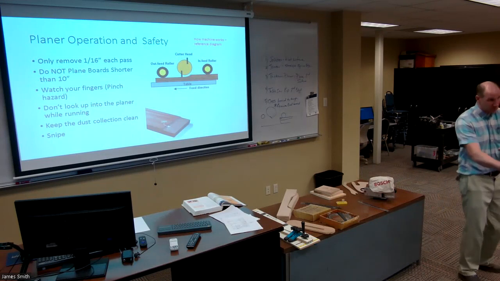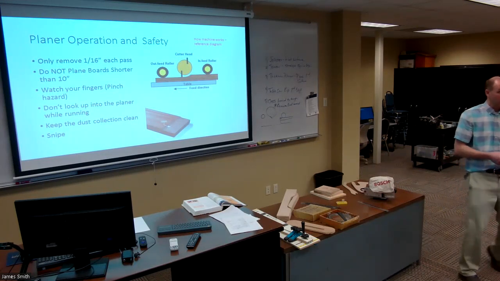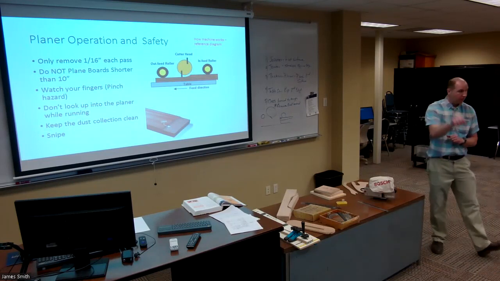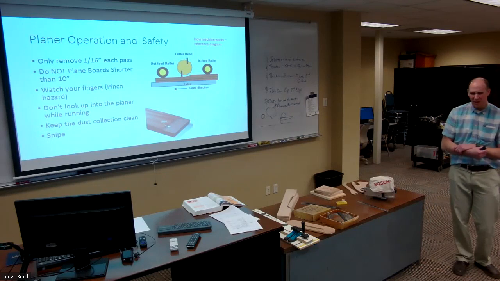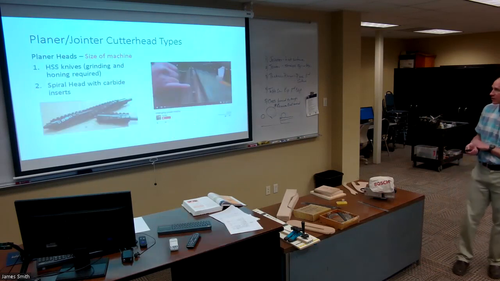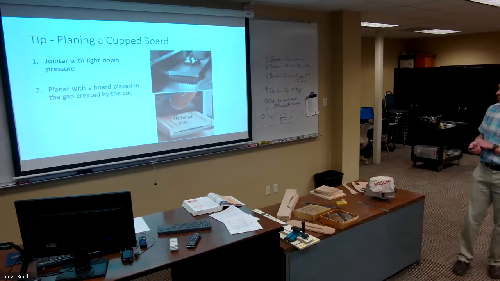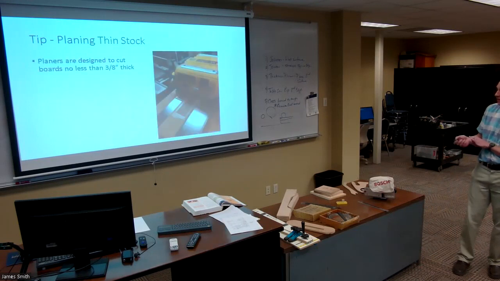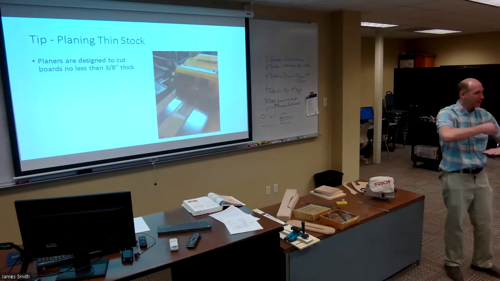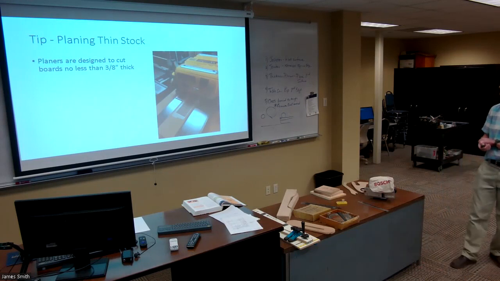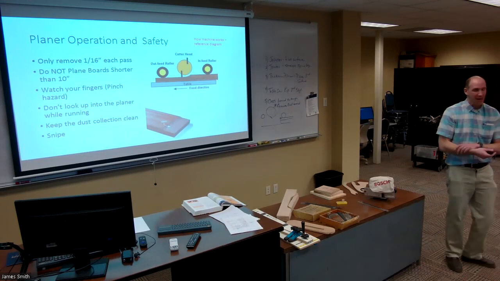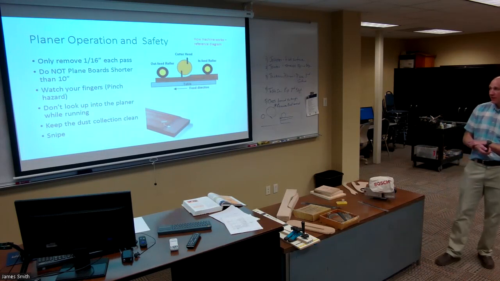1/16 is one full rotation of that table crank, that adjustment, okay? 1/16 or one full revolution is all you'll want to take off per pass, all right? The other thing too, I don't know if I've got a picture of it, but a lot of planers will have just kind of a guard. It will prevent you from putting in a board that's thicker than 1/16 of an inch from where it's set up. And so that helps as well to kind of control that.